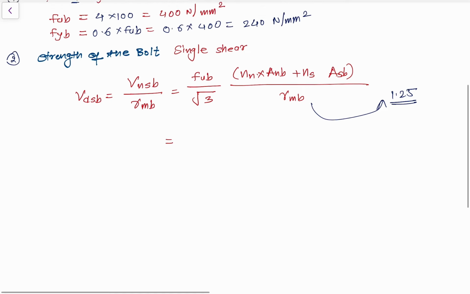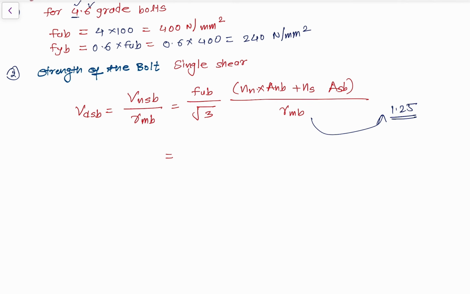FUB you have over here, which is 400 Newton per mm square. So write 400 divided by under root of 3. Now you will ask me, sir, how to provide this formula. Now you need to provide nS and ASB.